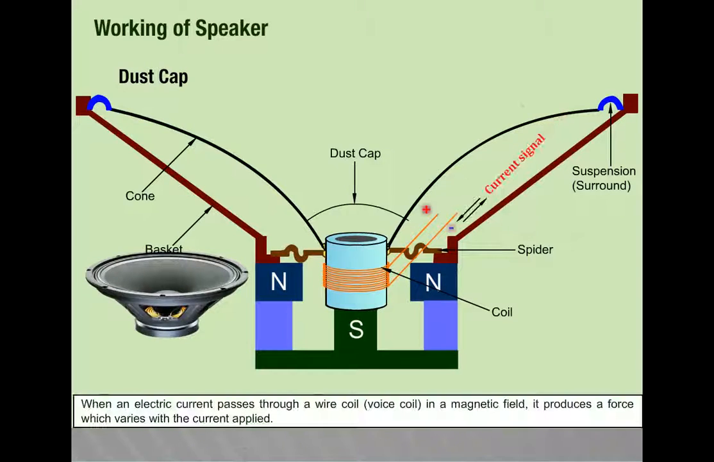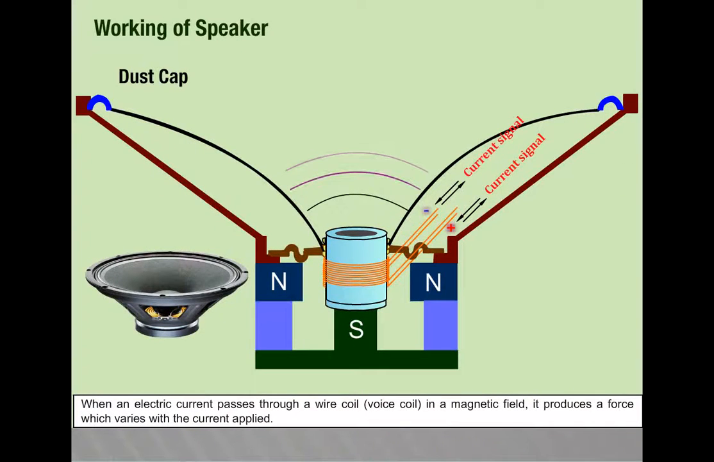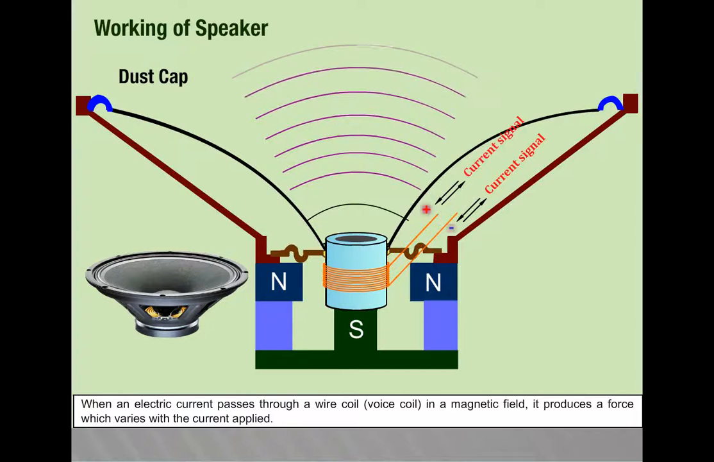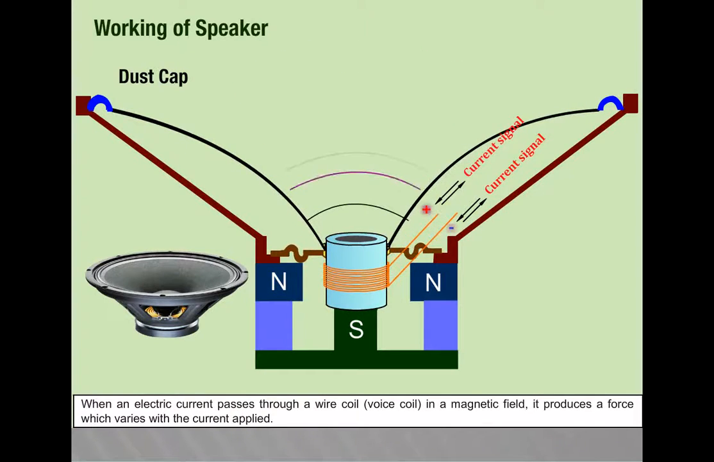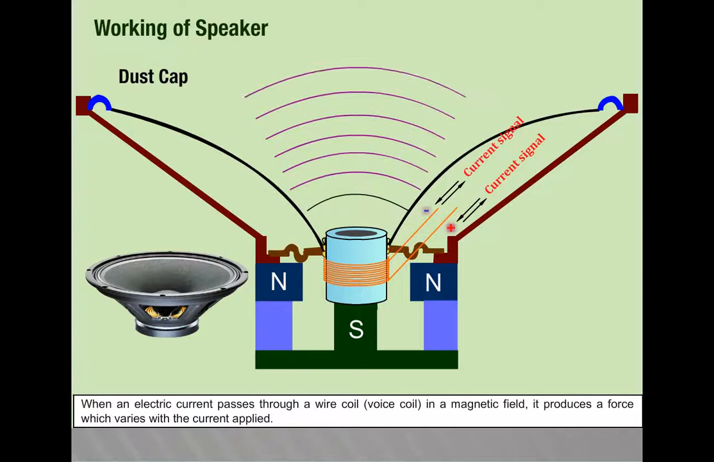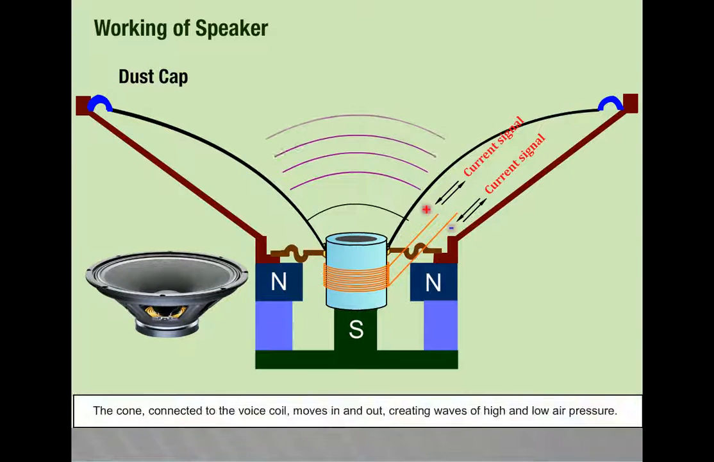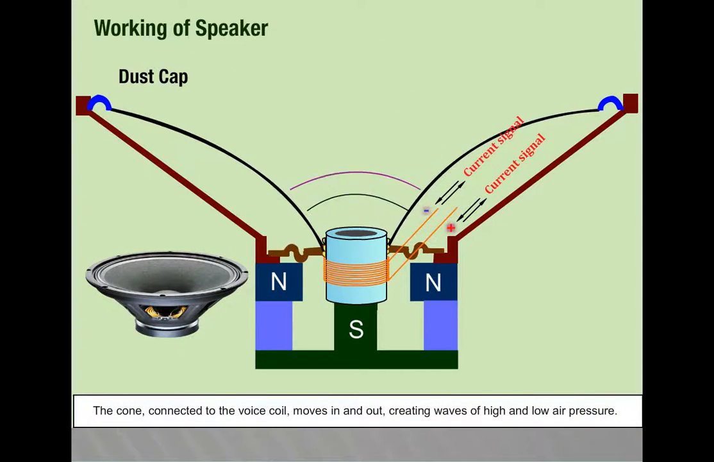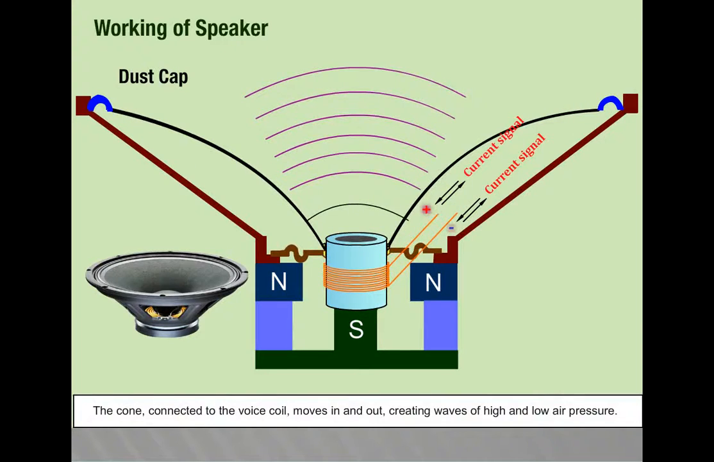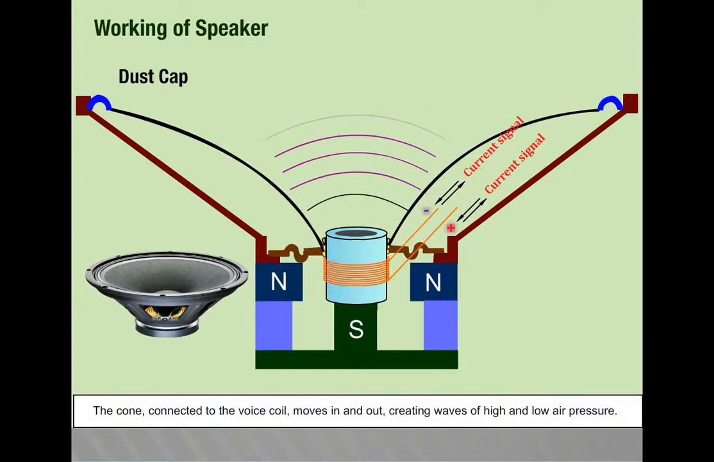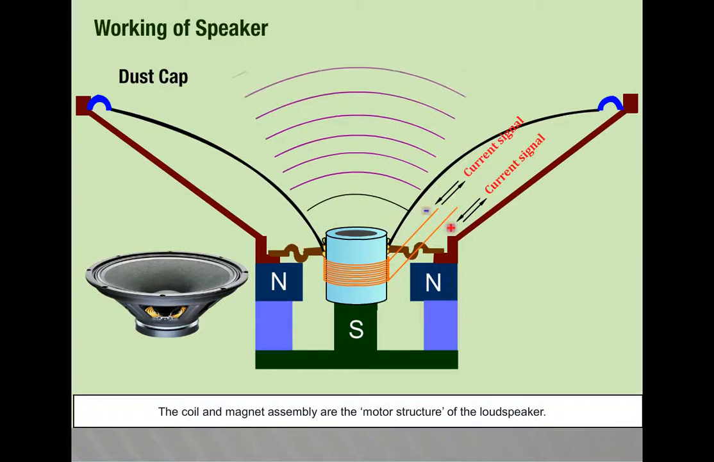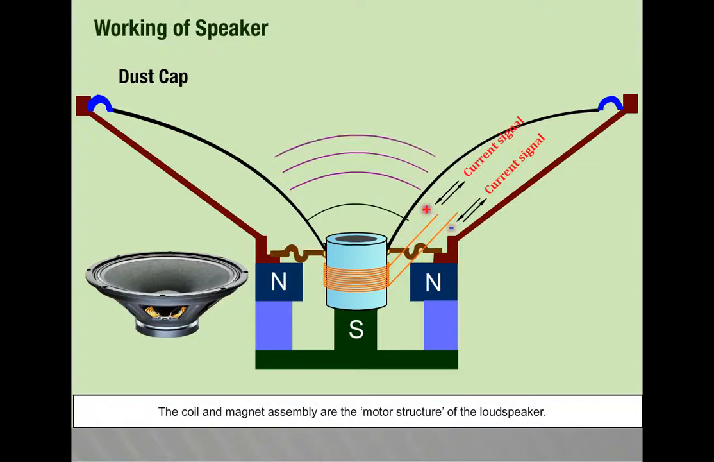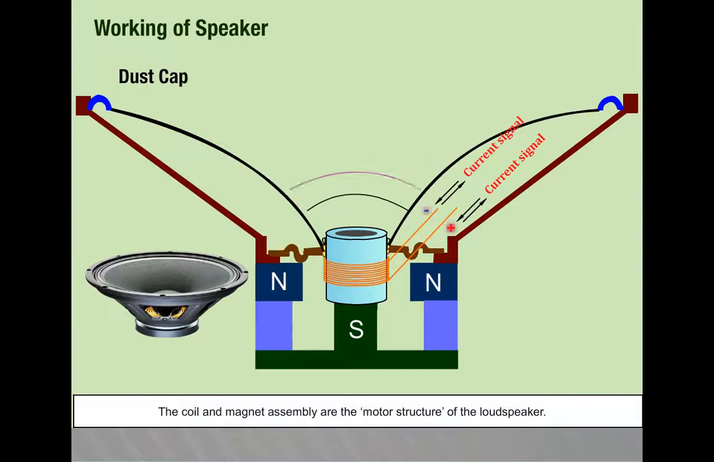Working of speaker. When an electric current passes through a wire coil, that is the voice coil, in a magnetic field, it produces a force which varies with the current applied. The cone connected to the voice coil moves in and out, creating waves of high and low air pressure. The coil and magnet assembly are the motor structure of the loudspeaker.